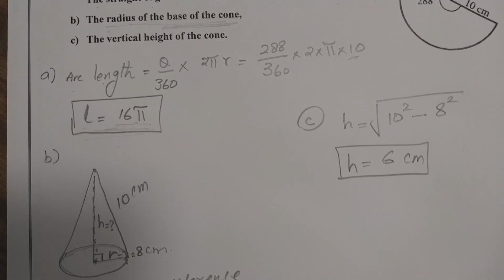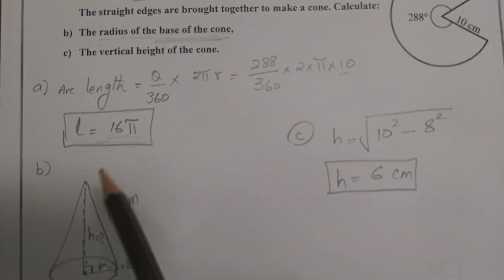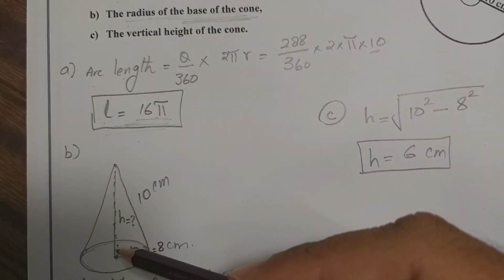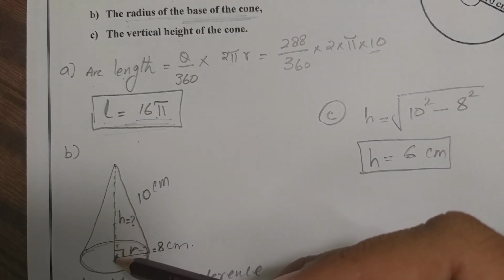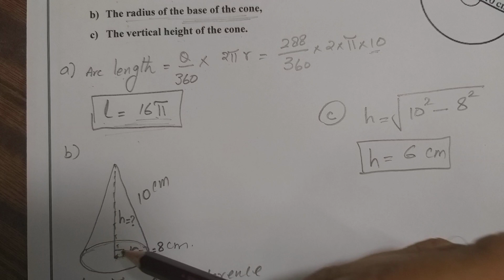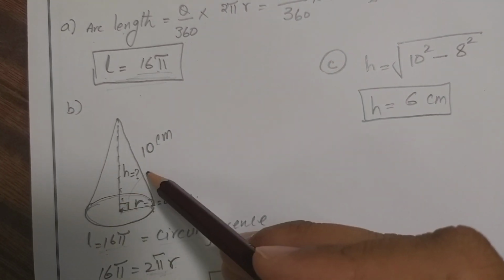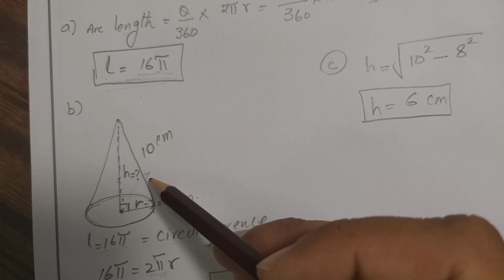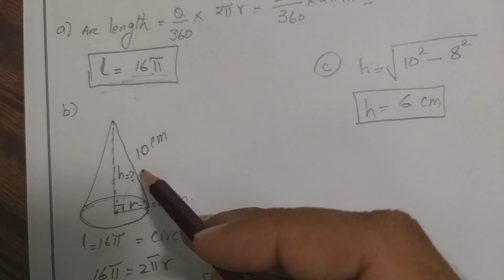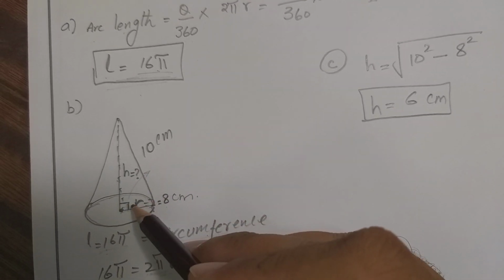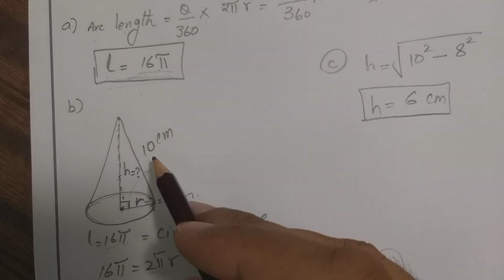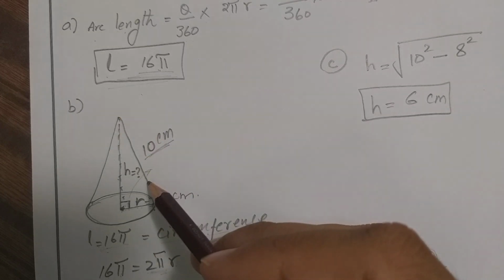Now in part C, we need to find the height of the cone, the vertical height of the cone. If you look here, when you draw the perpendicular on the radius, it becomes a right angle. In front of the right angle is the hypotenuse, and these are the two short sides. We apply the Pythagoras theorem here since we are given a right angle triangle. So the longer side minus the given short side. We are given the longer side, which is the slant height.